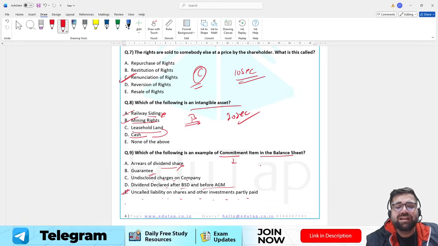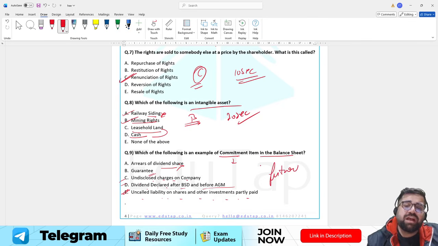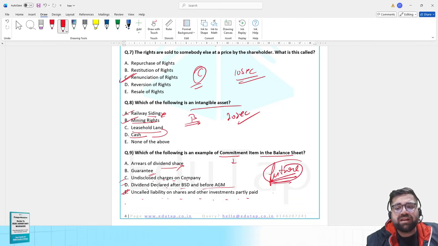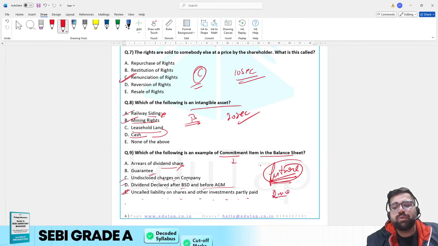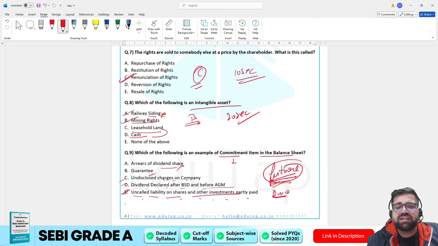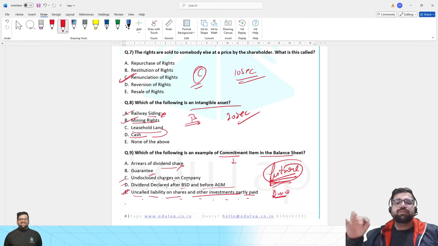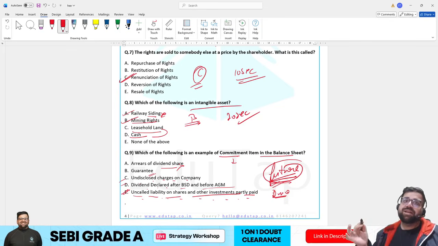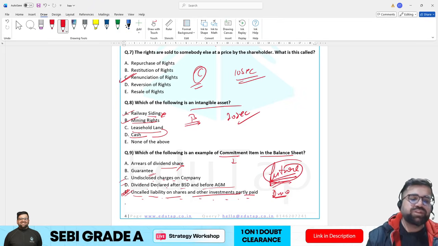Why? Because see, C and D are not even making some sense. Like how can they be commitment? Commitment means in future that is truly I have to do. In future I am committed to do it. Right now, it has not become due. अभी वो बकाया नहीं हुआ है, but future में मुझे करना ही करना है. So uncalled liability on shares and other investment partly paid. This means that in future I have to make them fully paid, right? So the answer will be option number E.